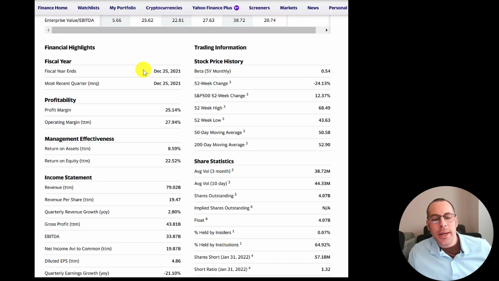EBITDA is earnings before interest, taxes, depreciation, and amortization. Their fiscal year ends 12/25. Most companies have a fiscal year end of 12/31. Some have it at 9/30, 6/30, or 3/31. I'm not too sure why some companies do not have the end date the last day of the quarter.